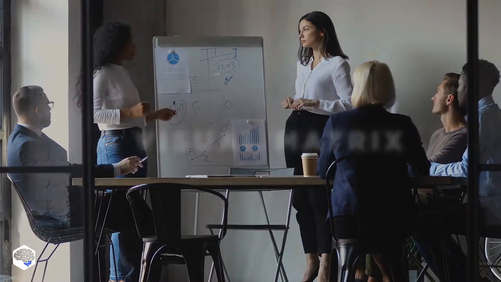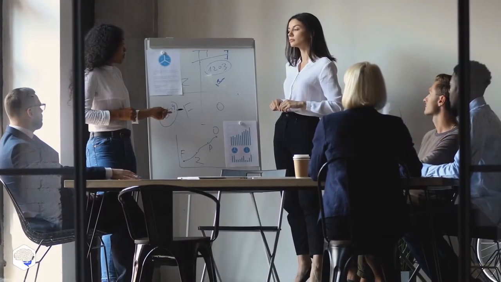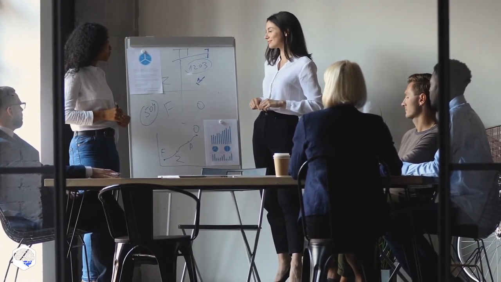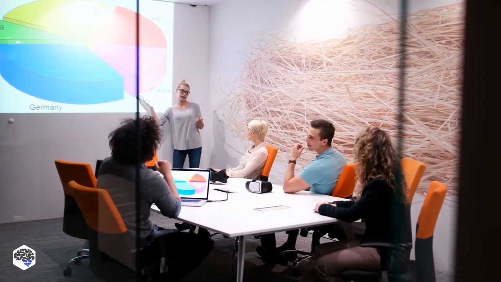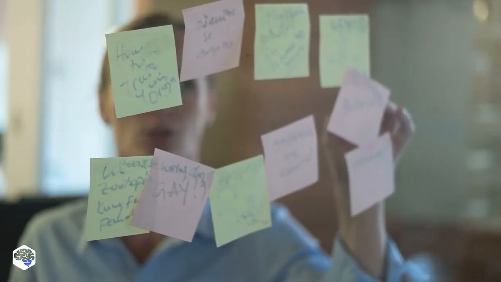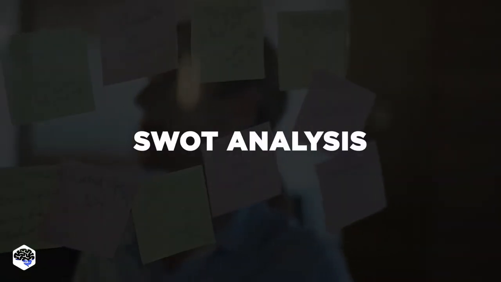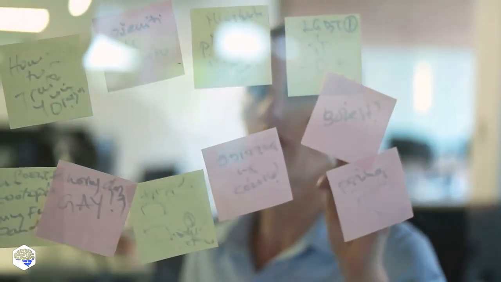The next method is a visual matrix. Take the previous method and assign the values from 0 to 10 for each criterion to make the evaluation more measurable. The idea that got the most points will have a competitive advantage over the rest. When you are done, move on to financial evaluation. Perform an independent budget analysis. Focus solely on the cost and expected profits of the solution. Then perform SWOT analysis to examine the product's strengths, weaknesses, opportunities, and threats.